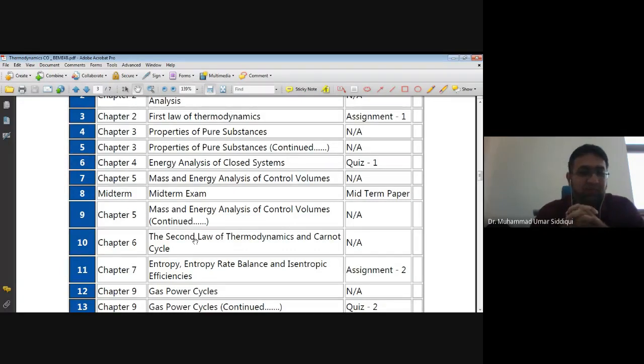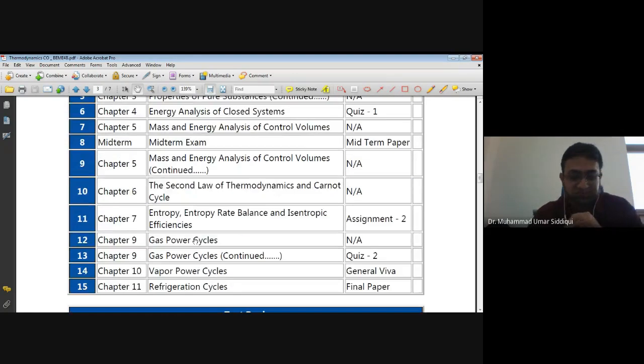When we're talking about the qualitative analysis, obviously there comes the concept of efficiency. Nothing is 100% efficient. There are limitations, there are some disadvantages, there are some pros and cons. So we're going to discuss the pros and cons of these systems. Okay, so we will study the efficiencies, the isentropic efficiencies of devices. With this, our first law and second law analysis is complete.